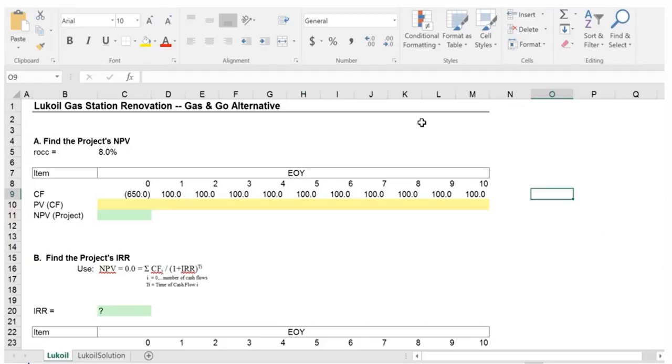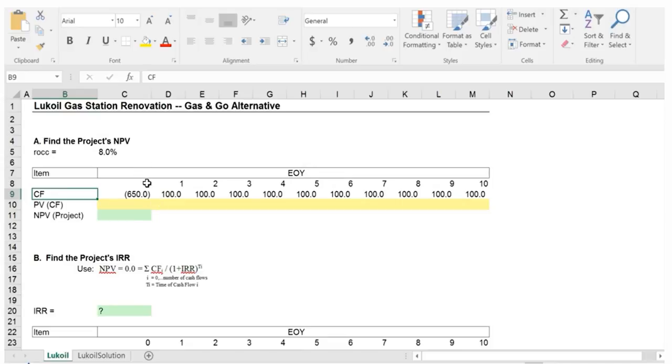It is also available to you in Coursera. Okay, so as you can see, I've now jumped to the spreadsheet. This is in your spreadsheet, time value and DCF examples, to show you how we would go about solving this in the real world using Excel. So the first thing I've got here is for Lukoil. I've got their opportunity cost of capital up here, and I'm going to be working initially on finding the project's NPV.